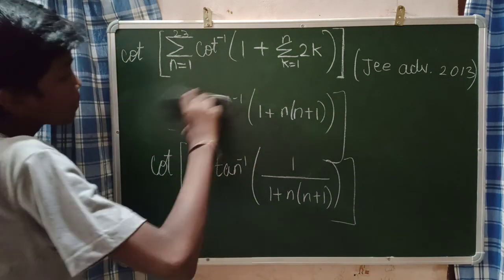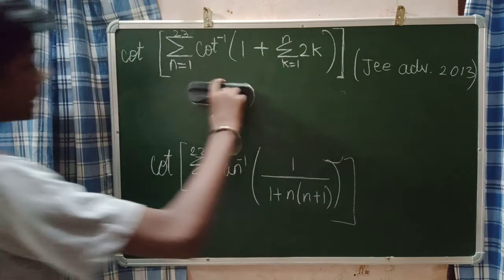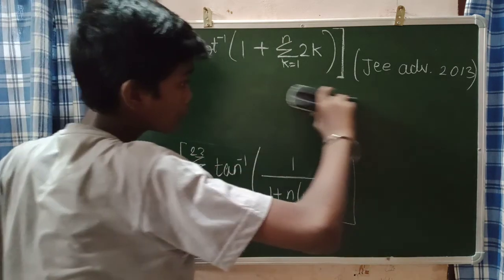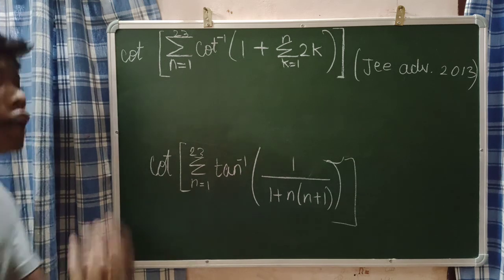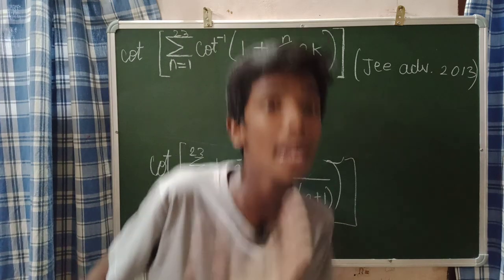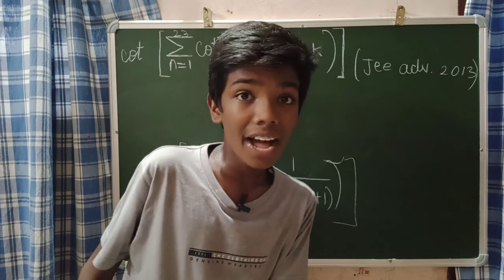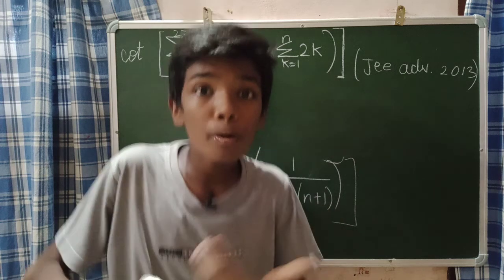Now, this is the place where the manipulation starts. Guys, a very important one. This is the place where your manipulation starts. That means what you should add in the numerator, what you should do in the denominator, what you should multiply, what you should divide. Those things now only start. And that is called manipulation.